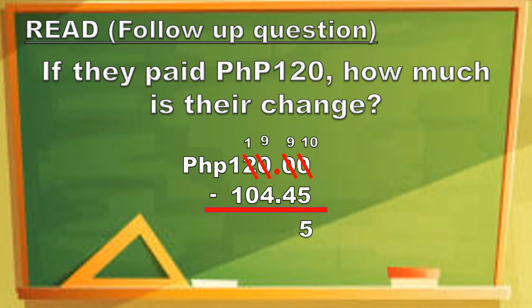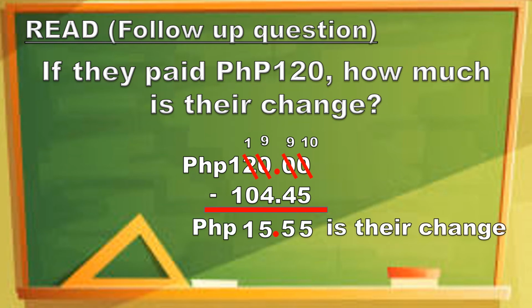10 minus 5 is 5, 9 minus 4 is 5, and then we put our decimal point. 9 minus 4 is 5, and 1 minus 0 is 1. 1 minus 1 is 0. We do not need to put 0 at the beginning of our number. And then we put our label. So 15 pesos and 55 centavos is their change.